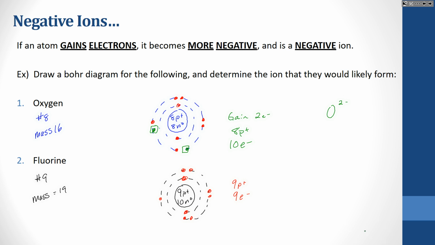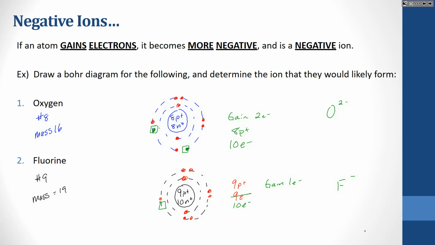But to make it an ion, to make it more stable, it would like to get an electron there. So if it gains 1 electron, this becomes 10 electrons. So now you have 10 negatives and only 9 positives. So what ends up happening is you get a -1 charge. So we would write that fluoride ion as F minus, or you could write F1 minus. Either way is fine. Typically we'd just write the minus.